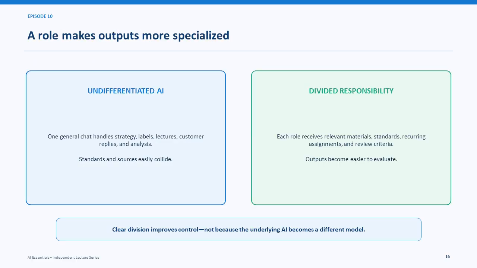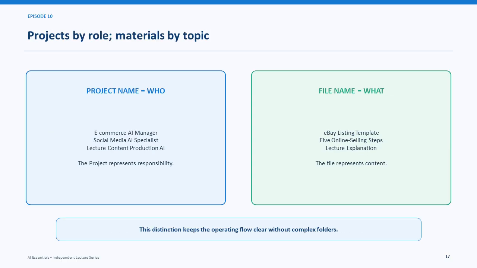Clear roles make output more specialized. One general chat handles every task inconsistently, while divided responsibilities preserve relevant materials, standards, terminology, and review criteria. Organize projects by role and files by topic. The project name identifies who is responsible; file names identify what the material contains. This distinction keeps the operating structure flexible.